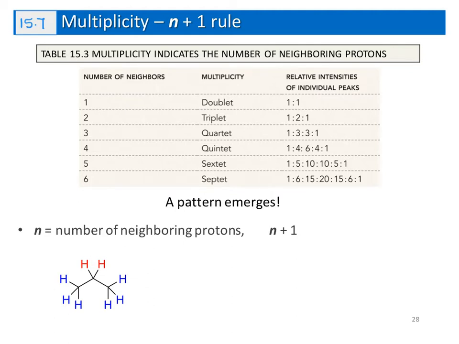Now let's look at the integration for each signal. I'm going to label them as hydrogen blue and hydrogen red. For the blue hydrogens, there are 6 hydrogens here that are identical, so the integration would be 6. And for the red hydrogens, we are going to have 2. Now about chemical shift.